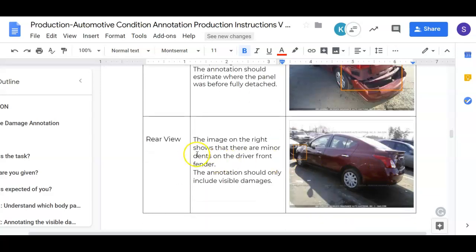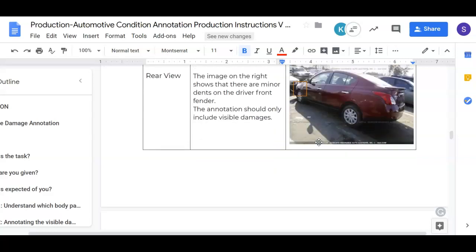Now here you have an image where you can see there is a slight dent. That's the only visible damage, which means you only draw a box right there, and you label it as slight dents. Here, a minor dent on the driver front fender. Annotation should only include the visible damage.